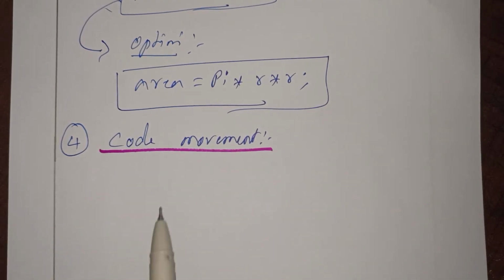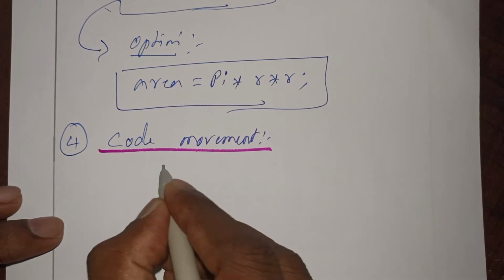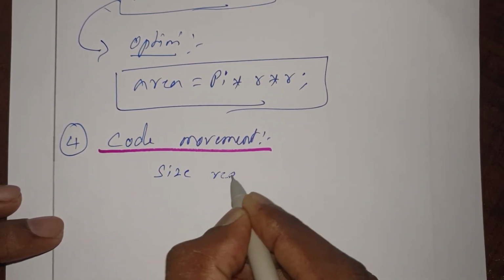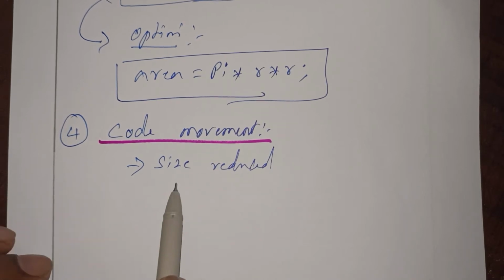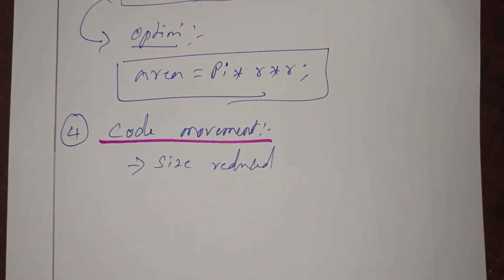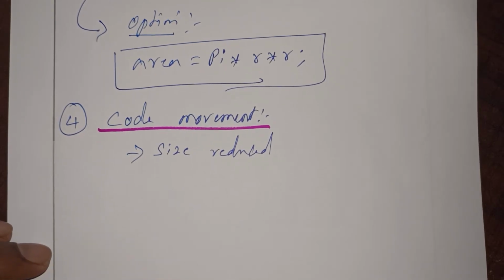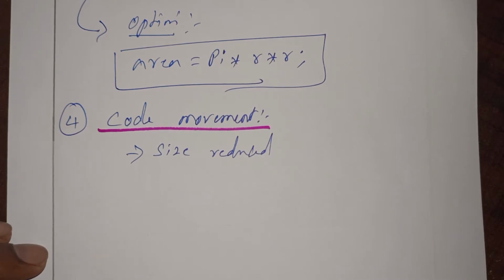It is to reduce the size of the code. Number one, the size has to be reduced and it should not affect the original code. It should reduce the size of the code, which is about space complexity. And it should reduce the frequency of execution of code. That is time complexity.